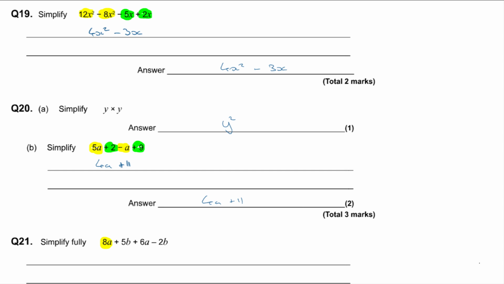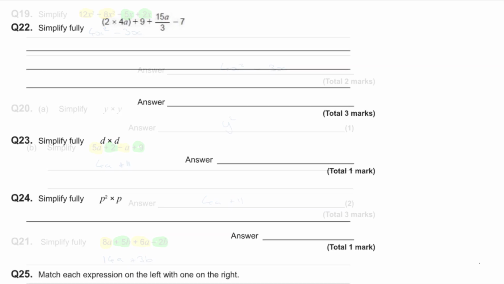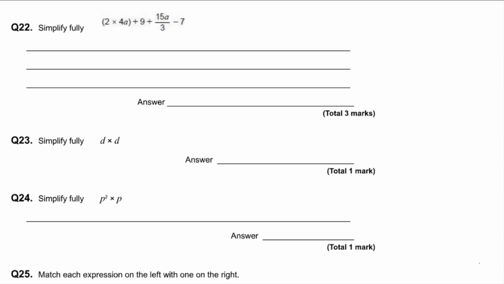So I've got terms in a, I've got 8a and 6a, and I've got terms in b, I've got 5b and minus 2b. So adding the a's together, 8a and 6a, that makes 14a, and adding the b's together, 5b take away 2b, that's 3b. So 14a plus 3b. Getting a little bit more complex now, so I've got 2 lots of 4a plus 9 plus 15a over 3 minus 7.